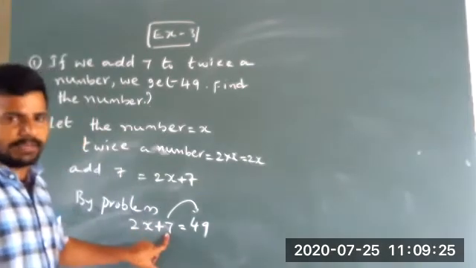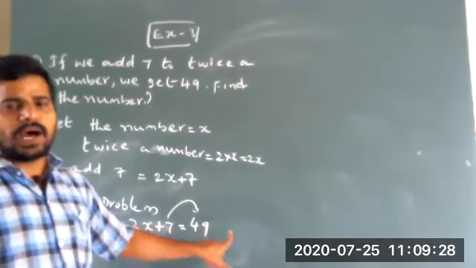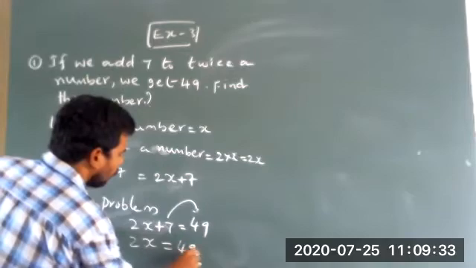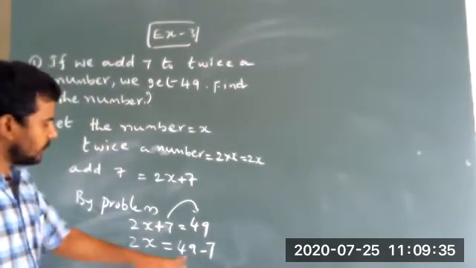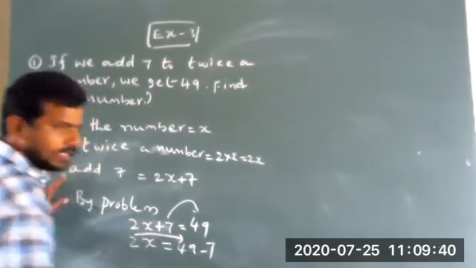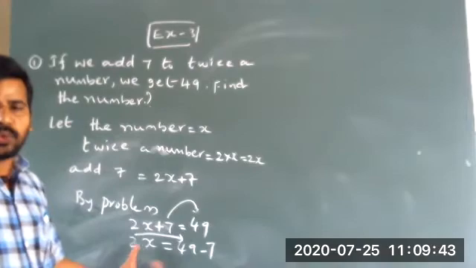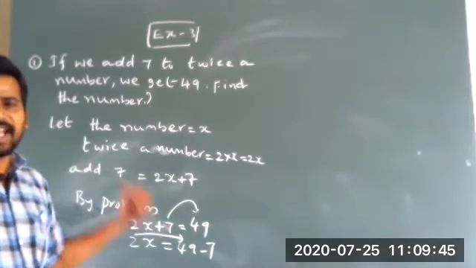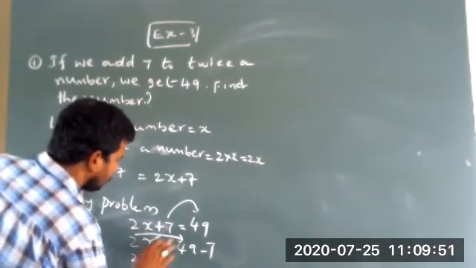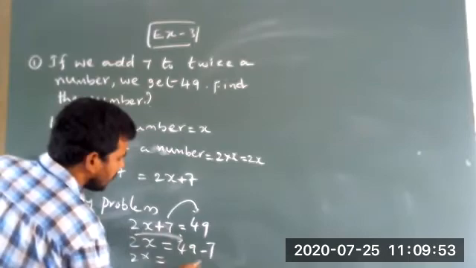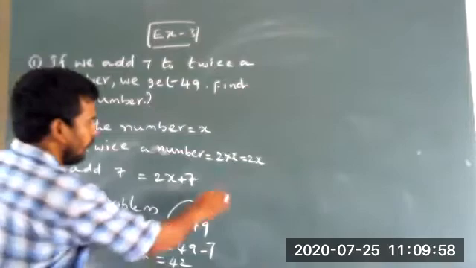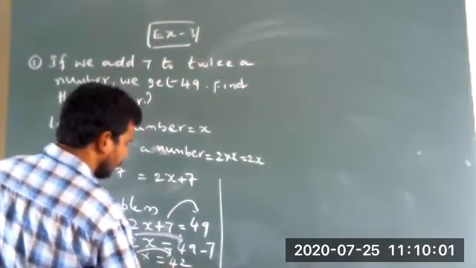So here plus 7 becomes minus 7 on the RHS side. That means 2x equal to 49 minus 7. 2x is equal to how much, children? 49 minus 7. 2x means what, children? 2 into x, 2 multiplied with x. Now 2x equal to 49 minus 7, how much, children? 42. Now this 2 is sent to the RHS side.